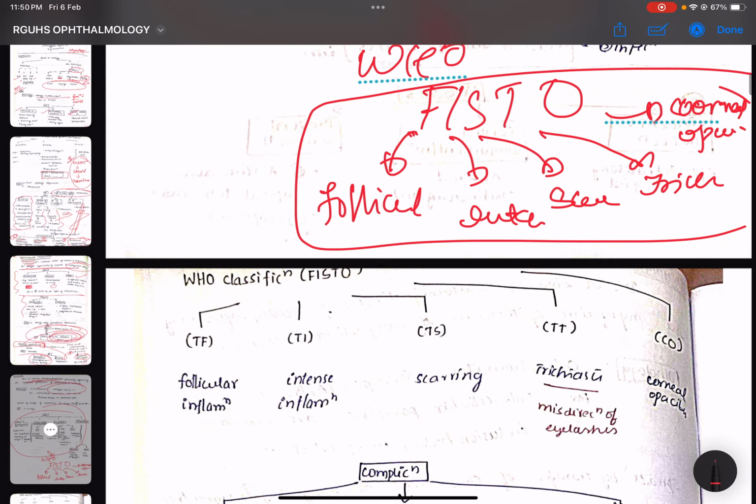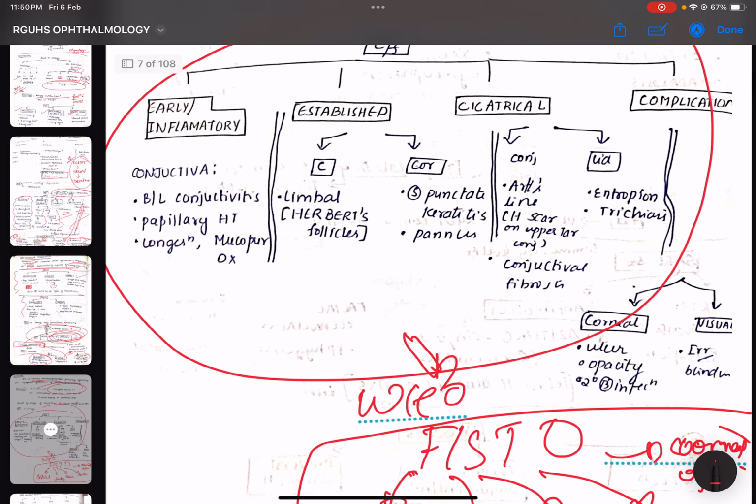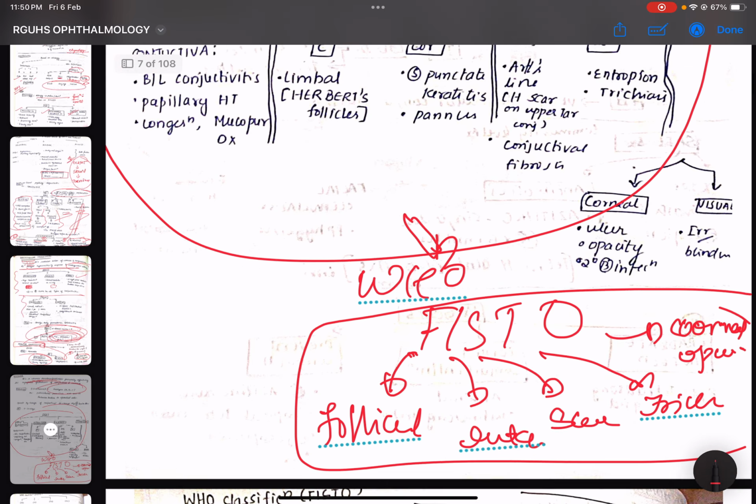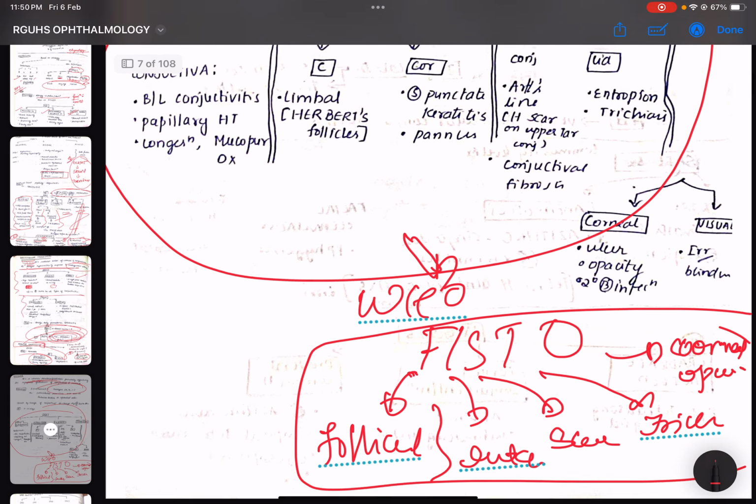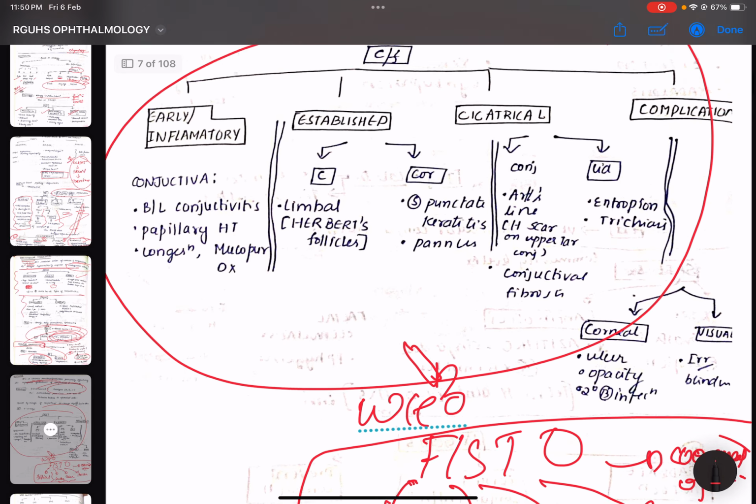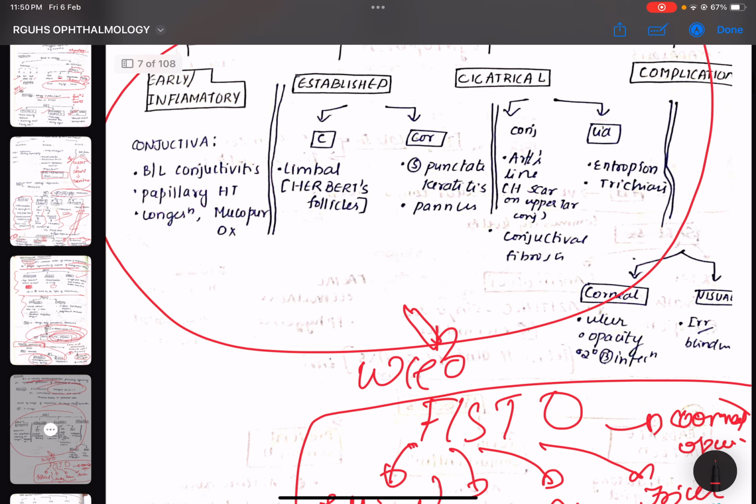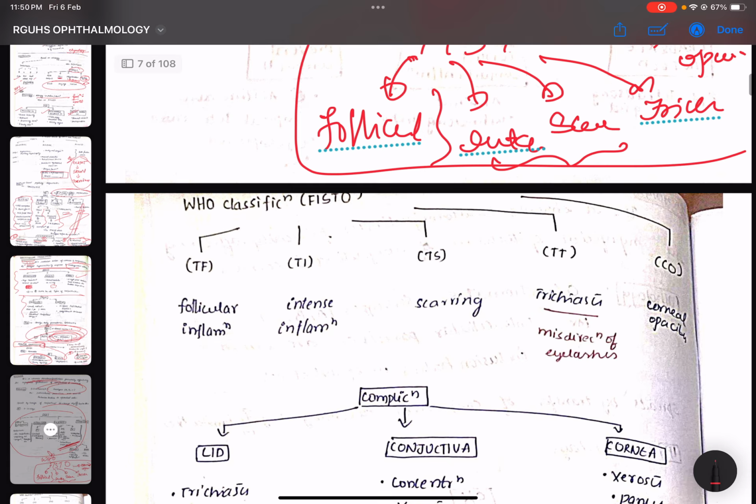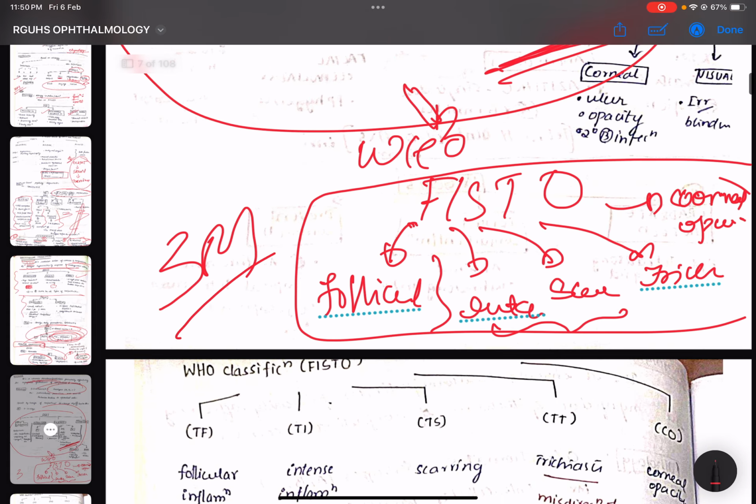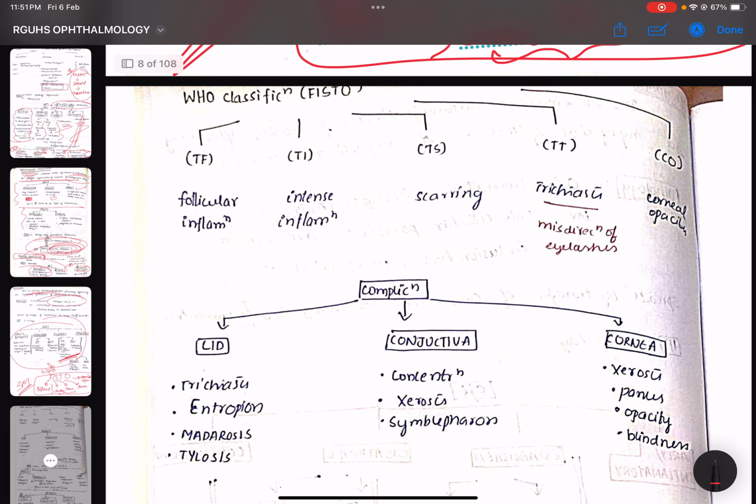So this is the same clinical feature, if you can follow. Early is nothing but follicular inflammation, then established comes under intense inflammation, and cicatrization is nothing but scarring, involving scarring and trichiasis. Then again, in complications you can write the same thing, but fistula can be an independent question for a 3 marker itself, so make sure you study accordingly.